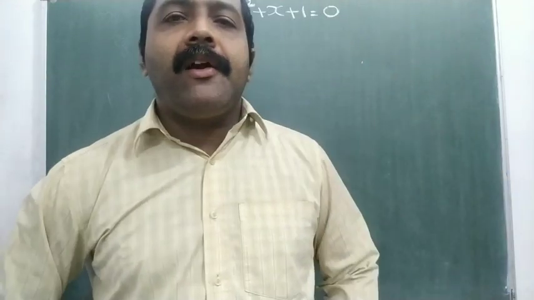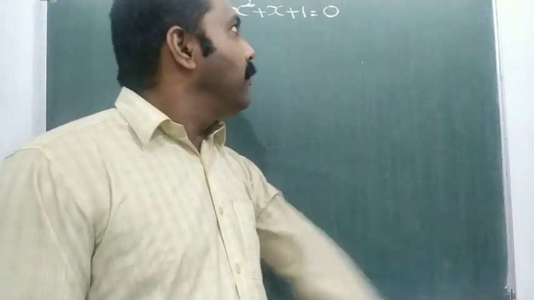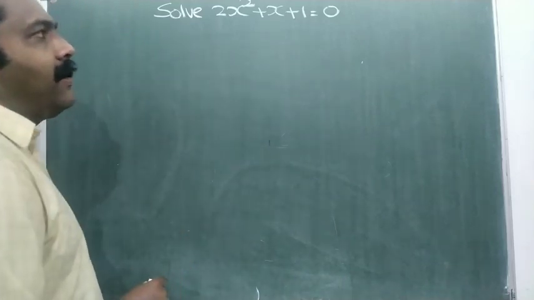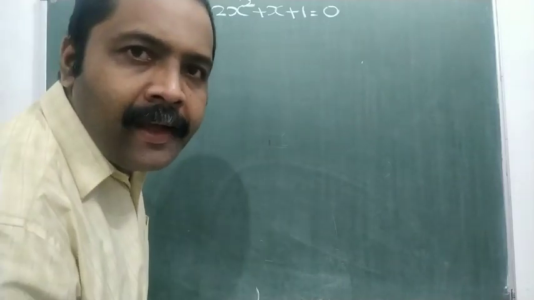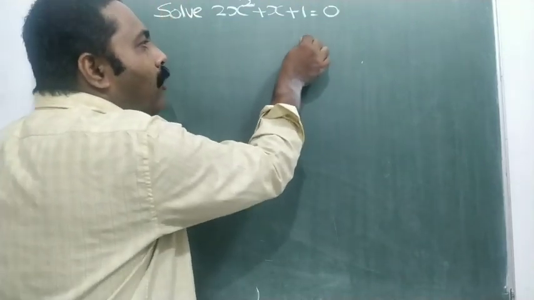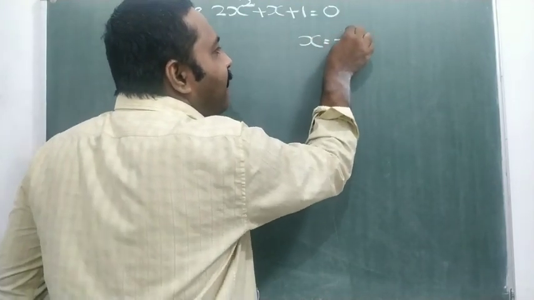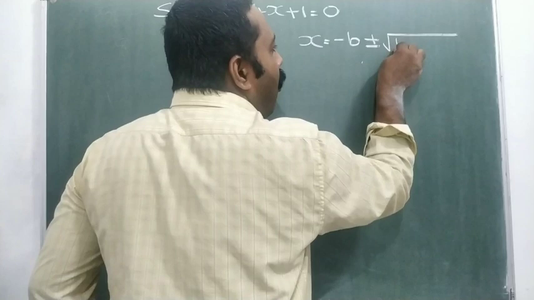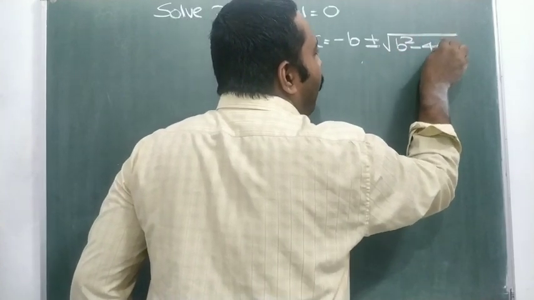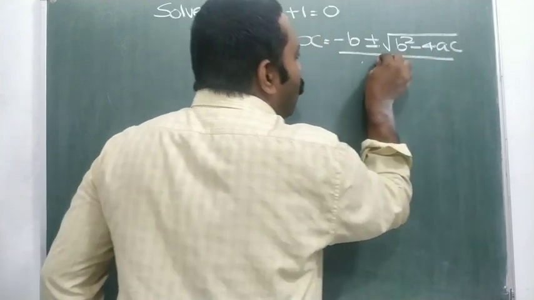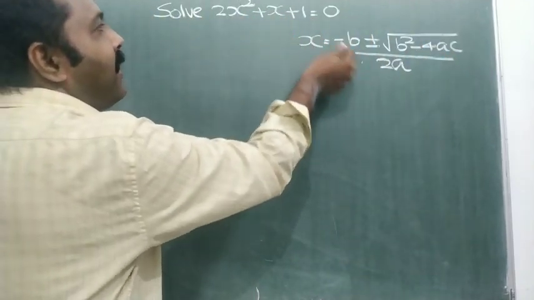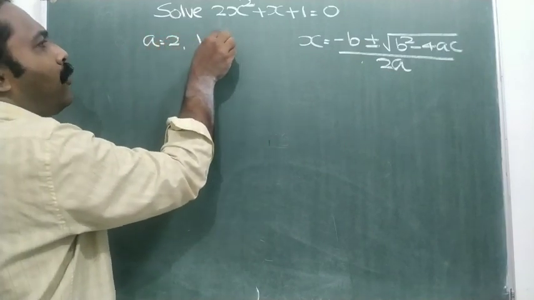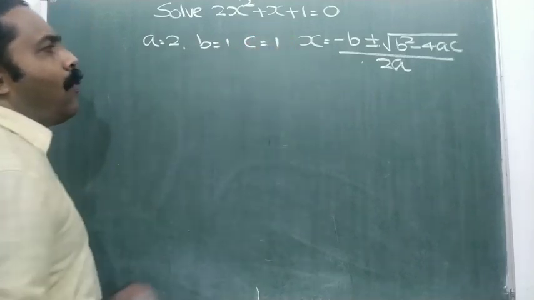Quadratic equation and complex numbers continues. Solve the equation 2x square plus x plus 1 is equal to 0 using the quadratic formula. Our quadratic formula is x is equal to minus b plus or minus root of b square minus 4ac by 2a. Comparing this equation, a is equal to 2, b is equal to 1, c is equal to 1.